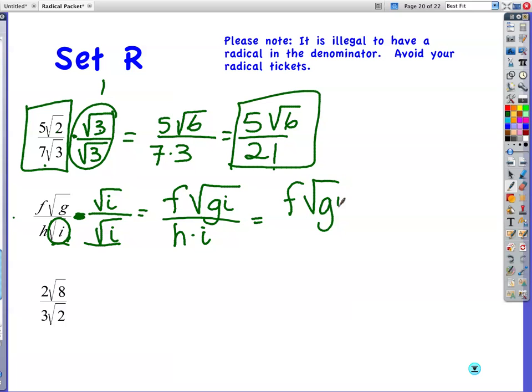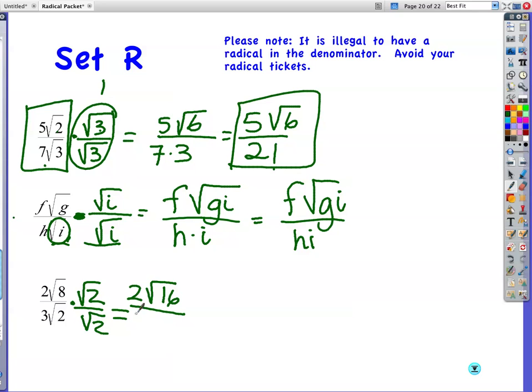I'm just going to rewrite that because that is too much fun. Hi. Last one here. Got to take both the top and the bottom times square root 2. This is called rationalizing your denominator. You're turning the irrational number out of your denominator. See, we got 2 square root 16.